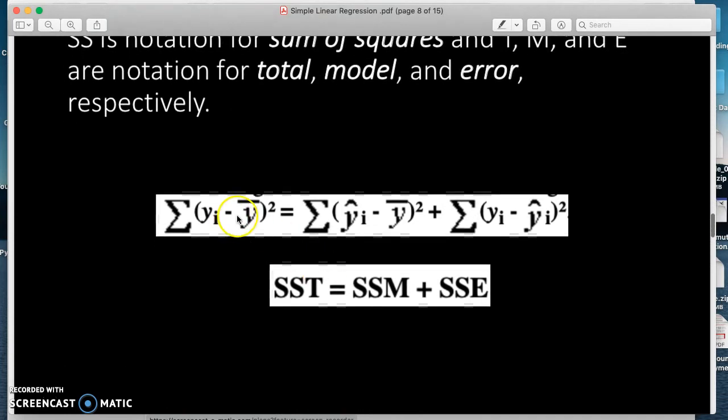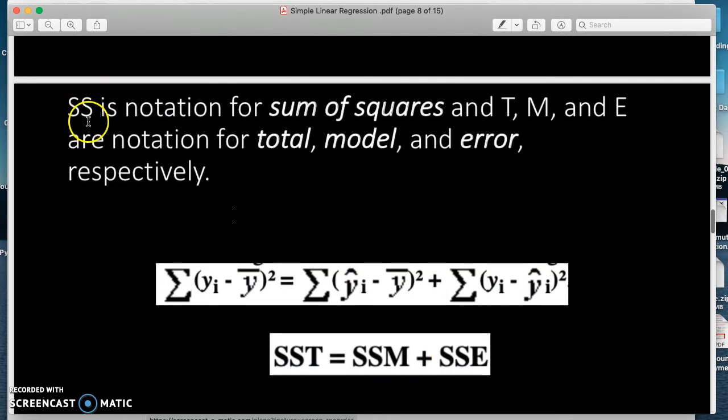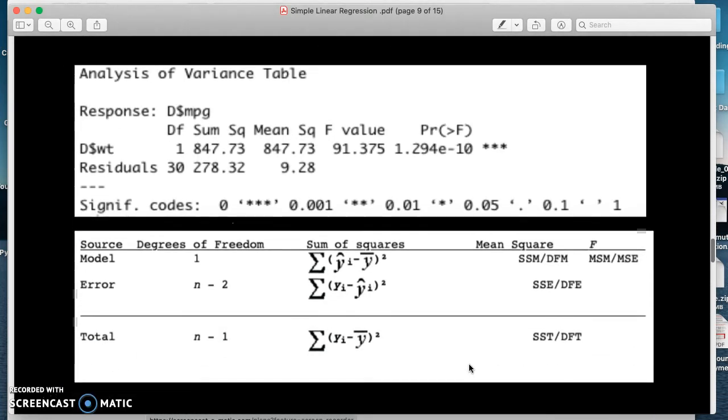Now this is just to match some values from the table. Basically this is the sum of square total, this is the sum of square of the model, and this is the sum of square error. So just match whatever you have to this, and you can get some information. S is the notation for sum of square, and T, M, and E are notation for total, model, and error respectively. That's how you interpret it. Now this is where it's very important: you should be able to match the result to your table, because you don't want to compute this manually.